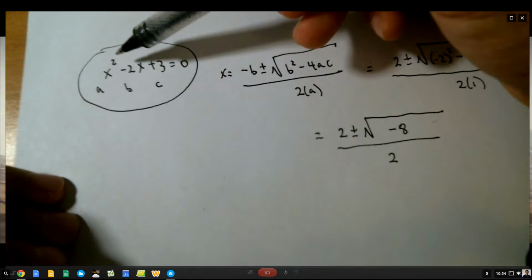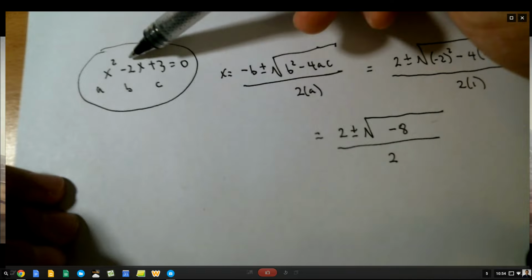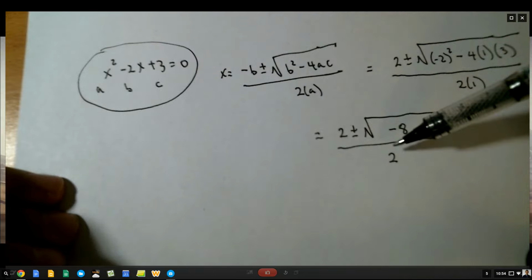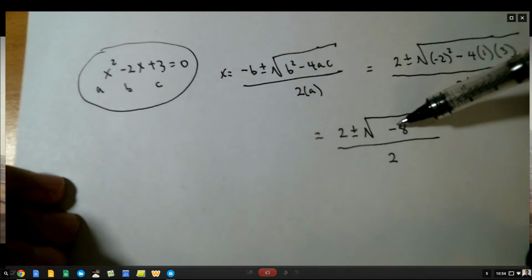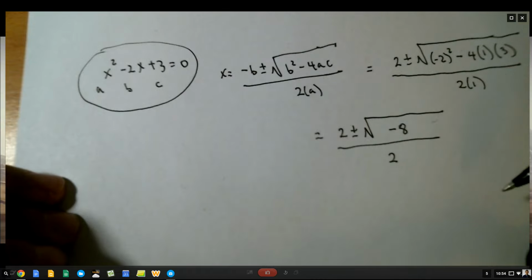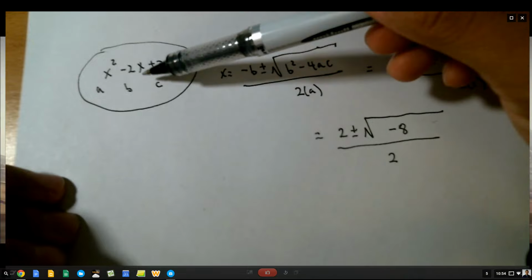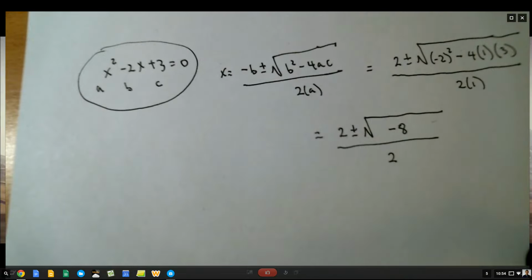For a quadratic equation, if we get to imaginary numbers, we know that there are no real solutions. So we can stop right here. We can see that it's negative 8. We know that if we try to simplify this, i is going to pop out. There's going to be an i somewhere, which is imaginary. So we can stop right here, saying there are no real solutions to this equation. Okay, so I hope this helps everyone.